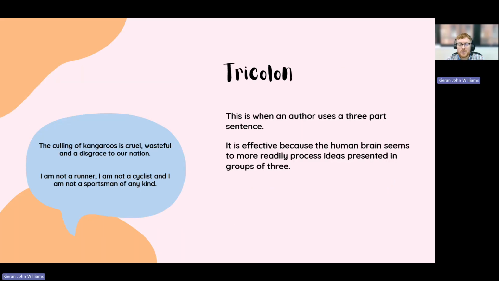Now, let's move on to one specific technique, which is the tricolon. It is one of the most powerful rhetorical devices, and you will see this everywhere. After you've seen it here in this presentation today, you'll see it everywhere in the world. So this is basically the rule of three. Presenting ideas in threes makes them more memorable. For example, cruel, wasteful, and a disgrace. This is more powerful than just saying cruel and wasteful, or wasteful and disgrace.